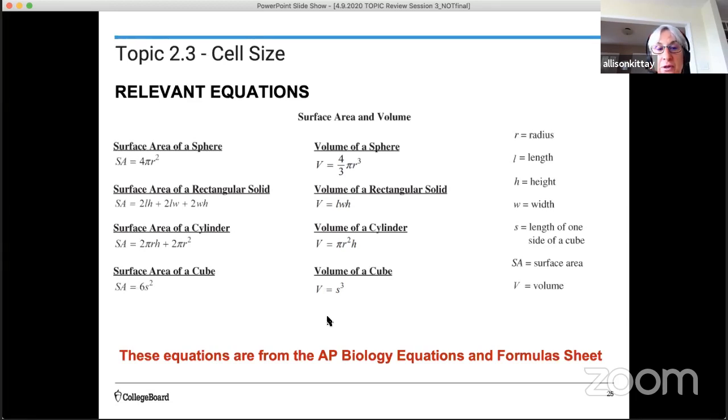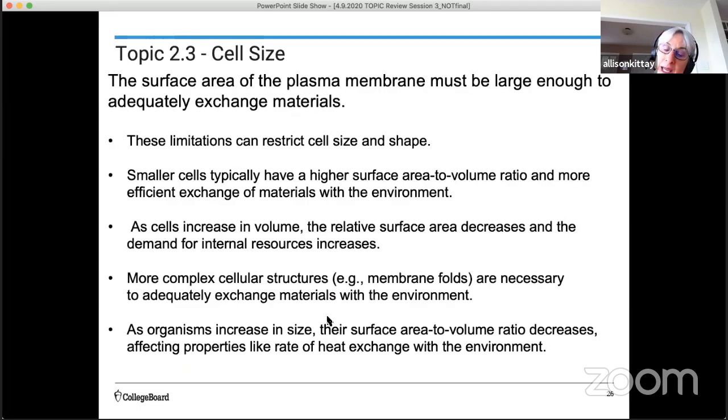So we're going to focus on the surface area of a sphere and the surface area of a volume, which are the first two equations. Let me again point out the key take-home points from the course and exam description. The surface area of the plasma membrane must be large enough to adequately exchange materials. And we're going to see in some later slides some ingenious ways that cells increase their surface area. These limitations can restrict cell size and shape.